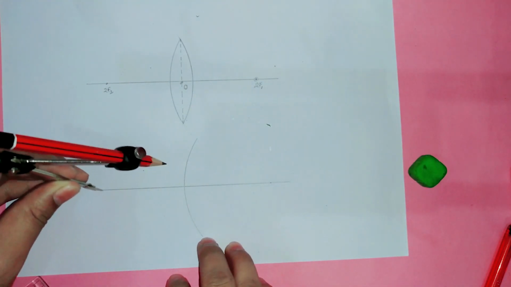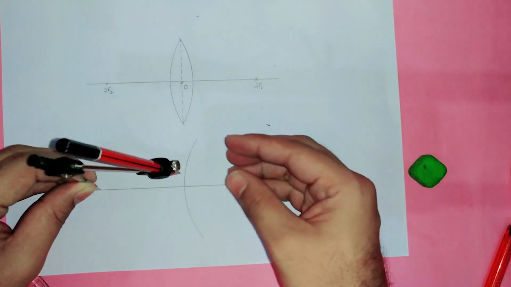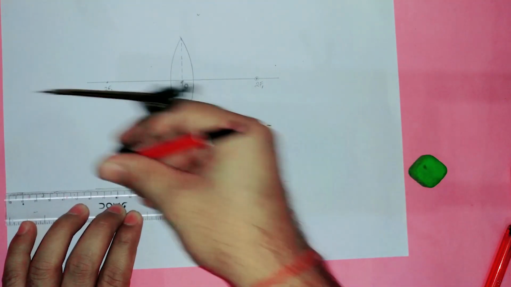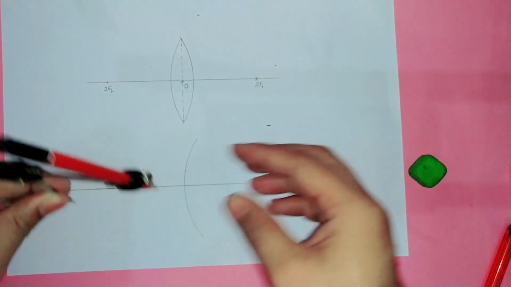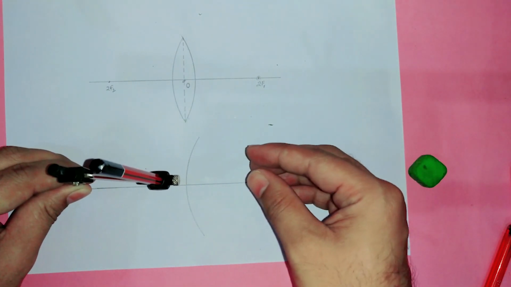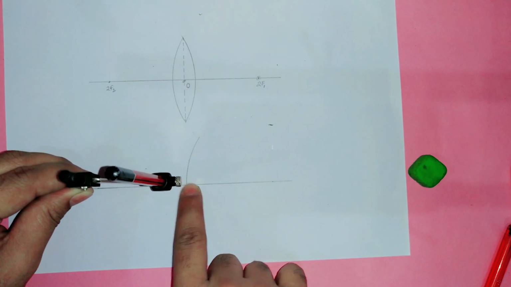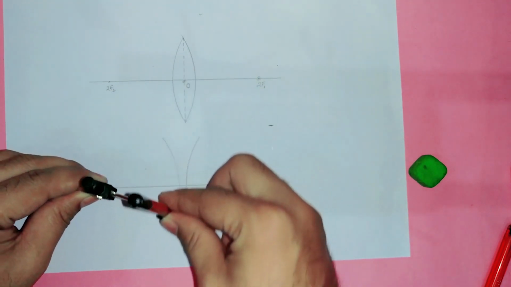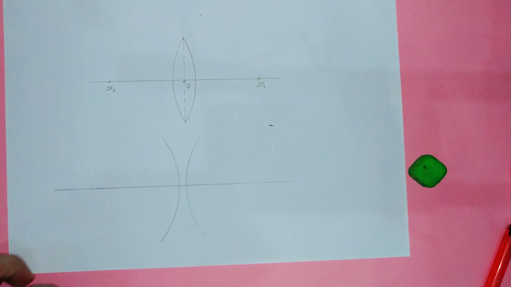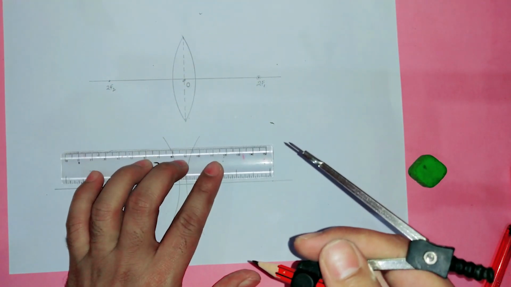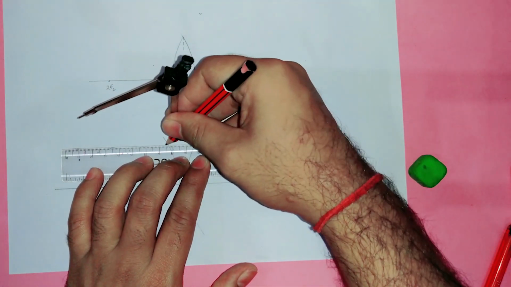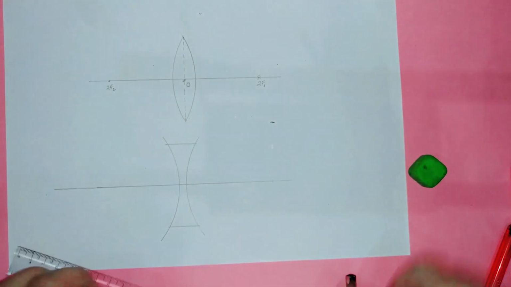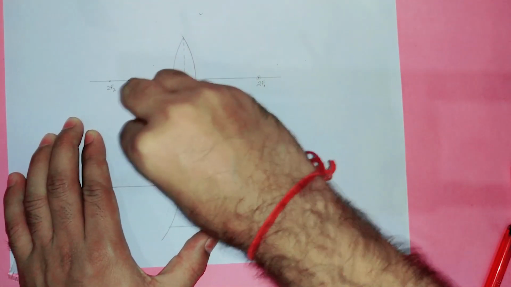Okay, again from the opposite side you have to draw an arc, but this time draw an arc such that there is some distance between this arc and that arc. We will draw it like this. Then again draw a line parallel to the principal axis like this and like this, and erase the remaining part.